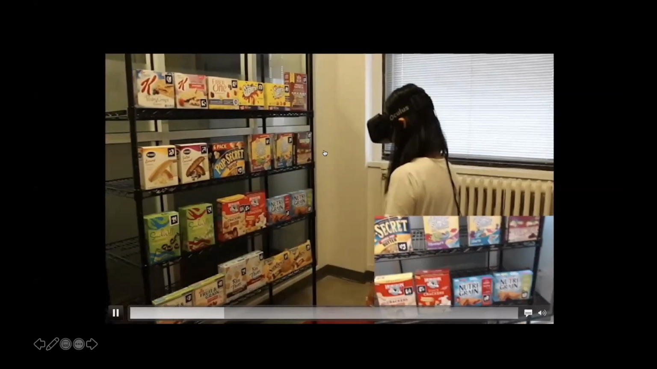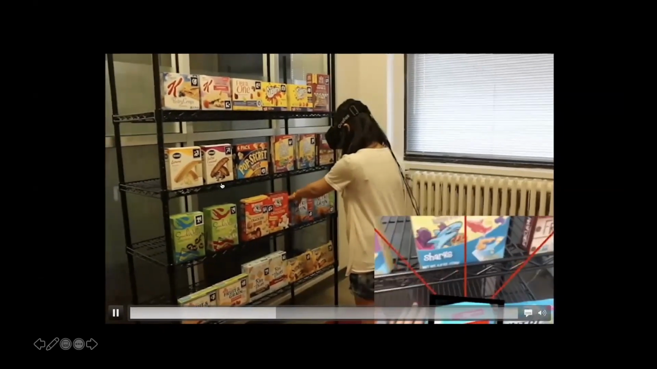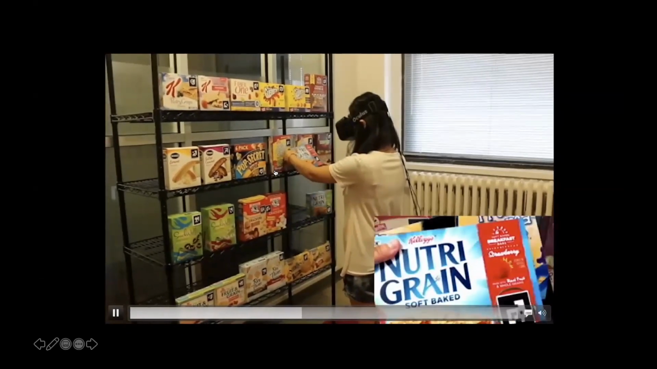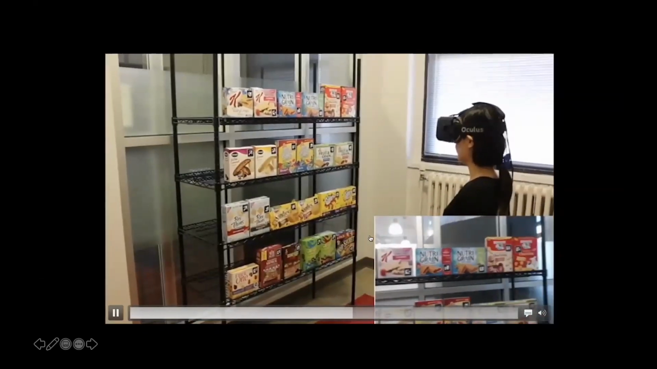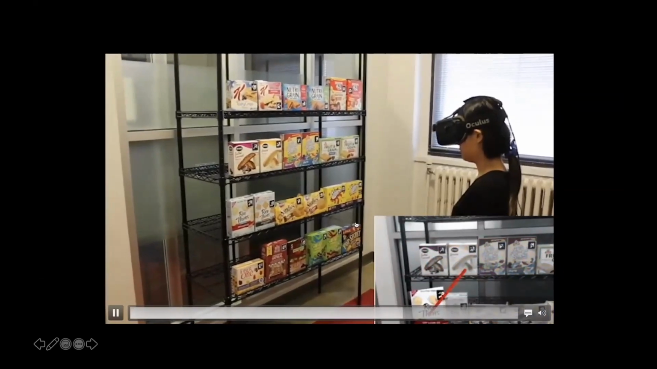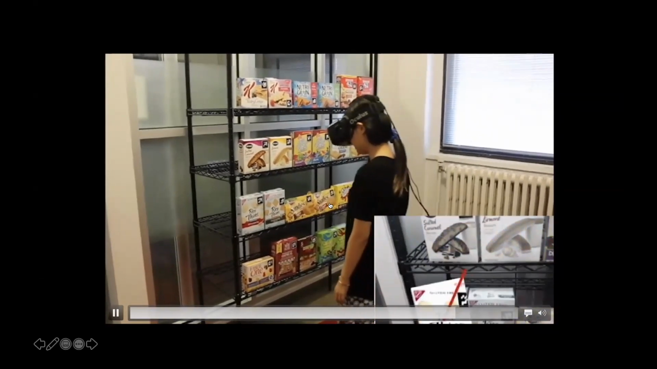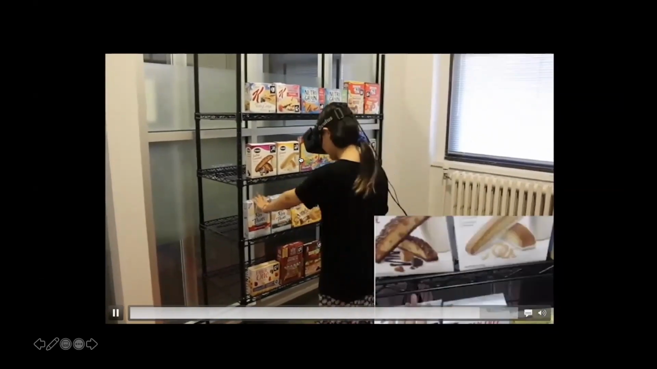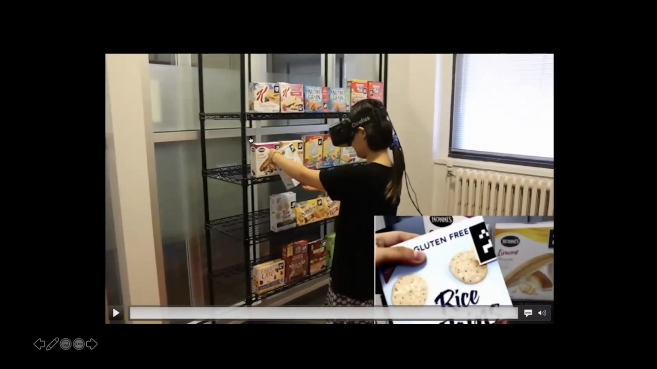So you can see she's wearing the device. It's quite bulky, but as a prototype, it was fine, sufficient for our purposes. And you saw the cues that she's seeing on the inset here, and she's able to walk directly to the product. So for this prototype, the researcher had to indicate what the target product is. We didn't yet design the interaction where the user can indicate that. That's for another project, future work.